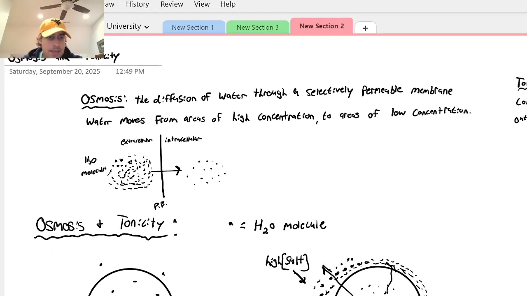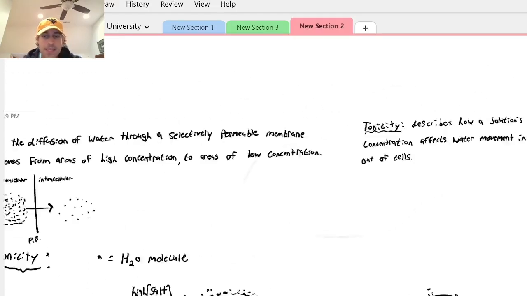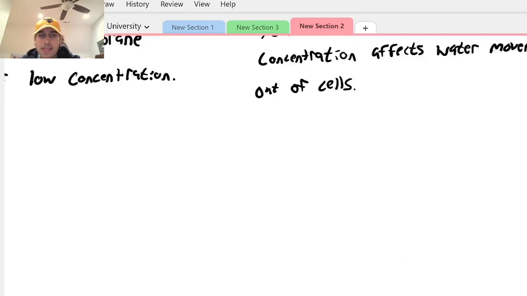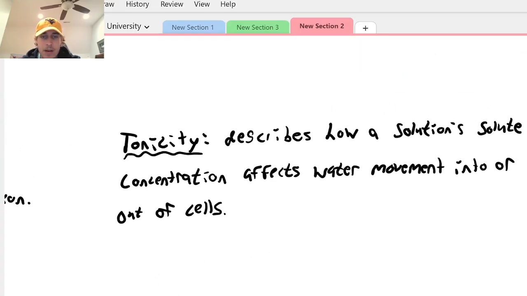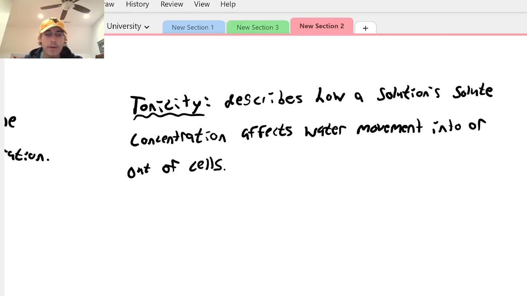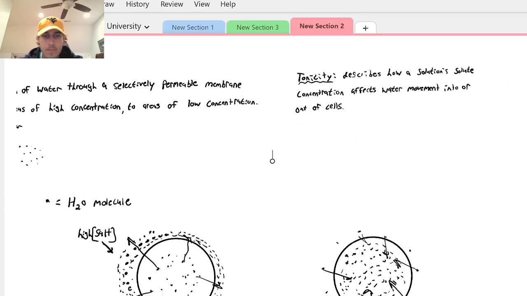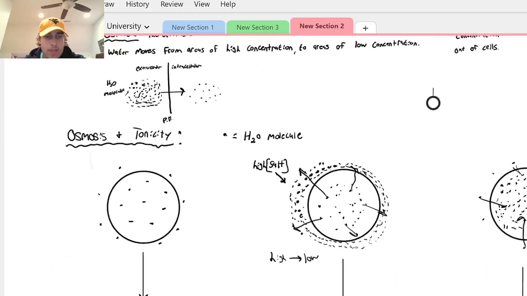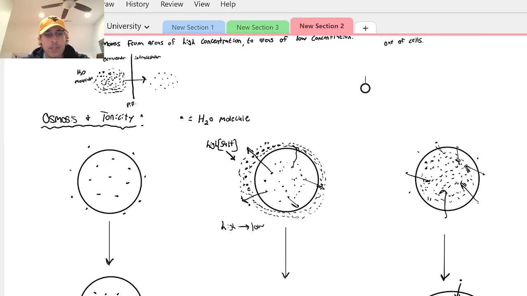And so that leads us with our next topic of tonicity. So what is tonicity? Tonicity describes how a solution's solute concentration affects water movement into or out of cells, okay? And so we are going to discuss an isotonic solution, a hypertonic solution, and a hypotonic solution, and how water movement affects all three of these different scenarios. So on your exam, you're probably guaranteed to have a question like this, comparing and contrasting the three.